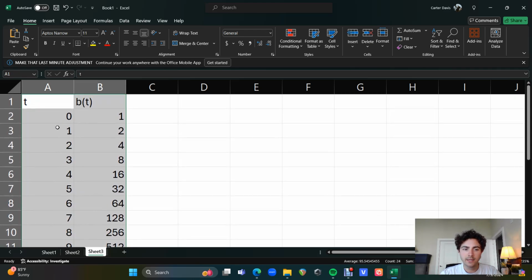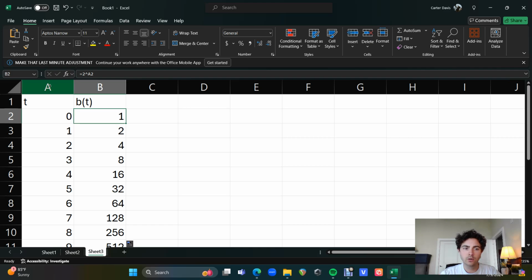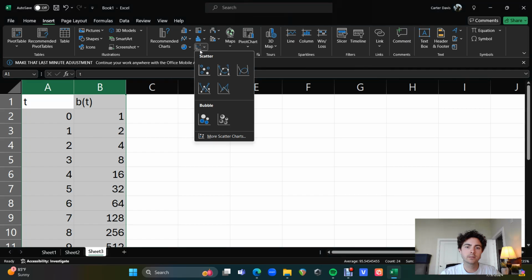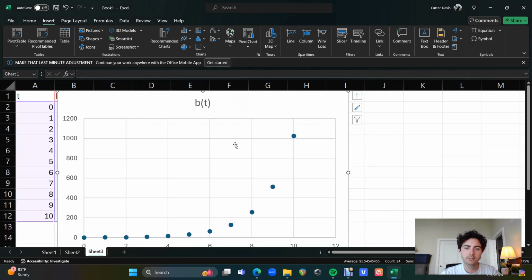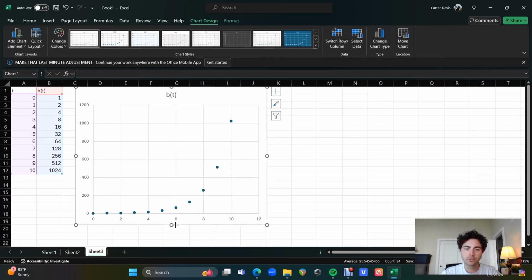Then they want us to highlight all these cells here. You can either highlight all these by starting on the T here, clicking and holding and highlighting all these, or a quick way is to just click and hold and highlight A and B here. So click on A, drag across. That's another way. Insert chart, just do this first scatter here. Let's zoom out a little, and naturally we have an exponential growth function. It's starting very low, it's doubling every time. So 1, 2, 4, 8, 16, 32, 64, and so on. That's an exponential function.